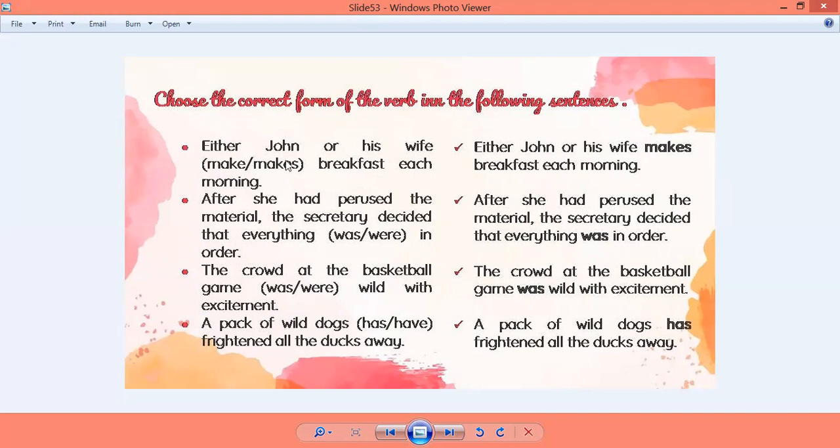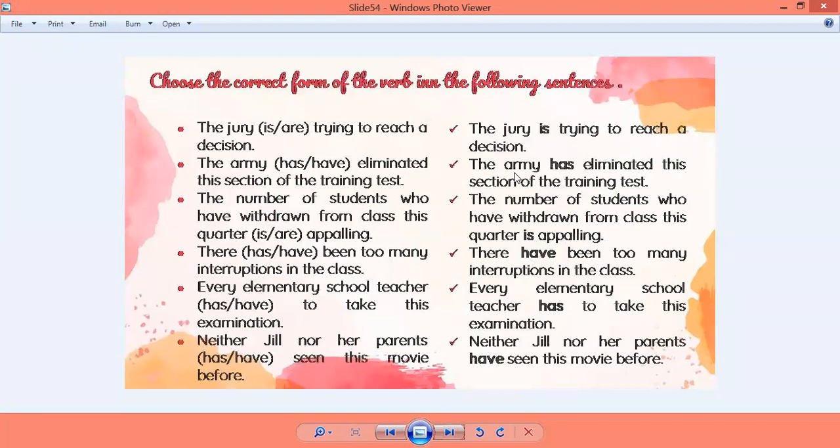Here, either John or his wife dash breakfast each morning. Either or वाला rule वापस आ रहा है. अभी or के बाद क्या है? Singular है, his wife. इसीलिए हमारा verb वो भी singular होगा. But we know that when there is third person singular, तभी जो verb होता है उसके पीछे s लग जाता है, which is singular. And hence we know यहाँ पे answer क्या आएगा? Makes. Right? So answer is going to be makes breakfast each morning. All right, you can pause your video and solve the rest 3. And we'll move forward.